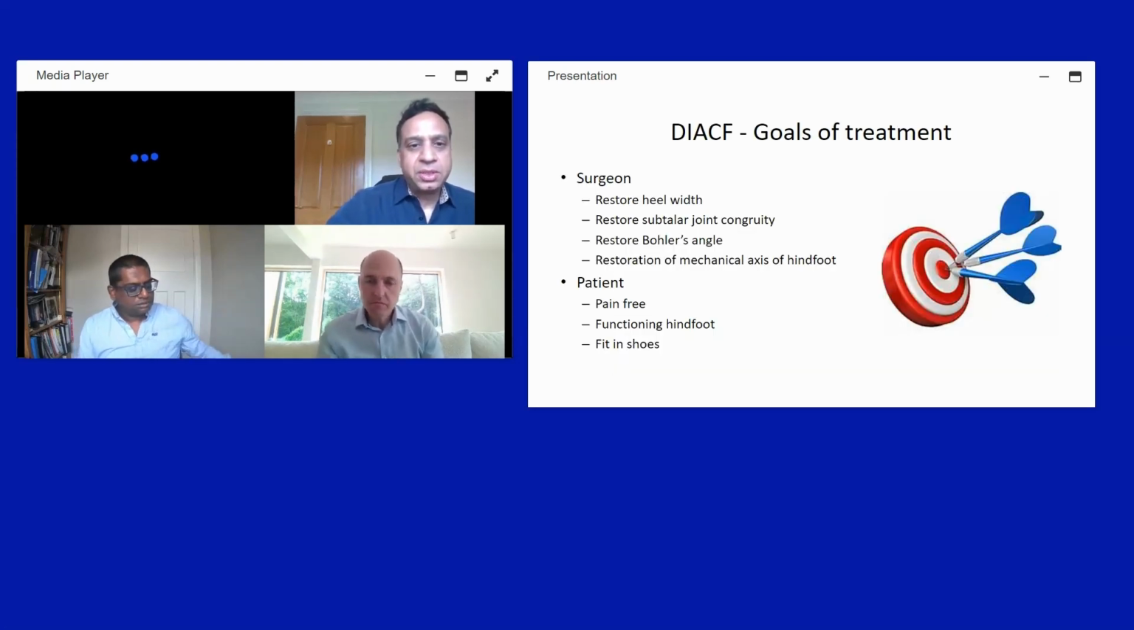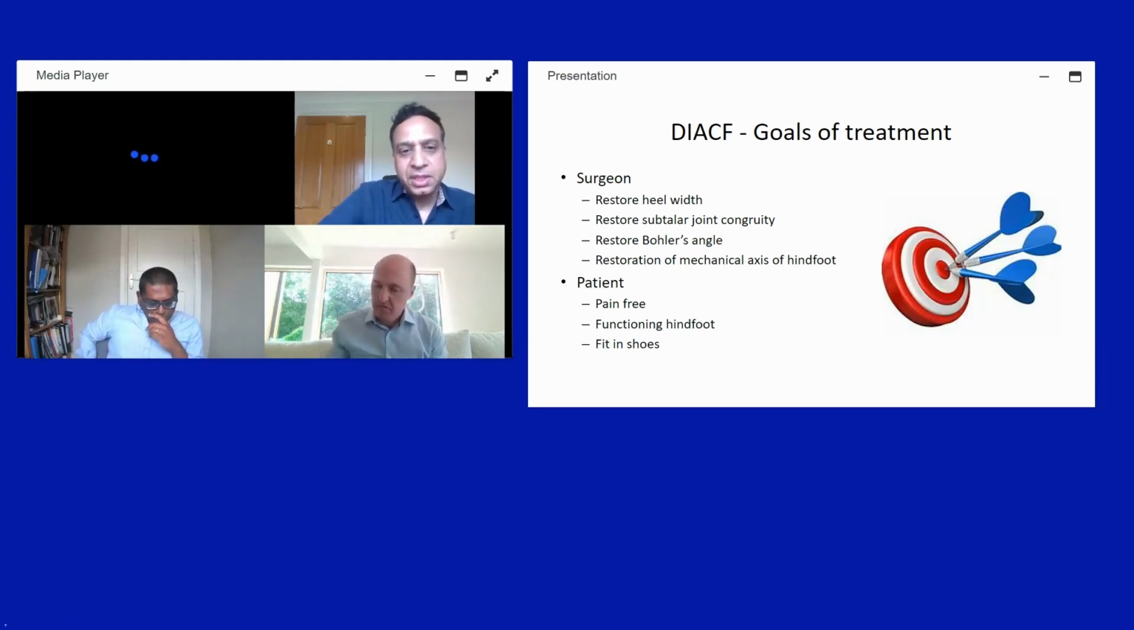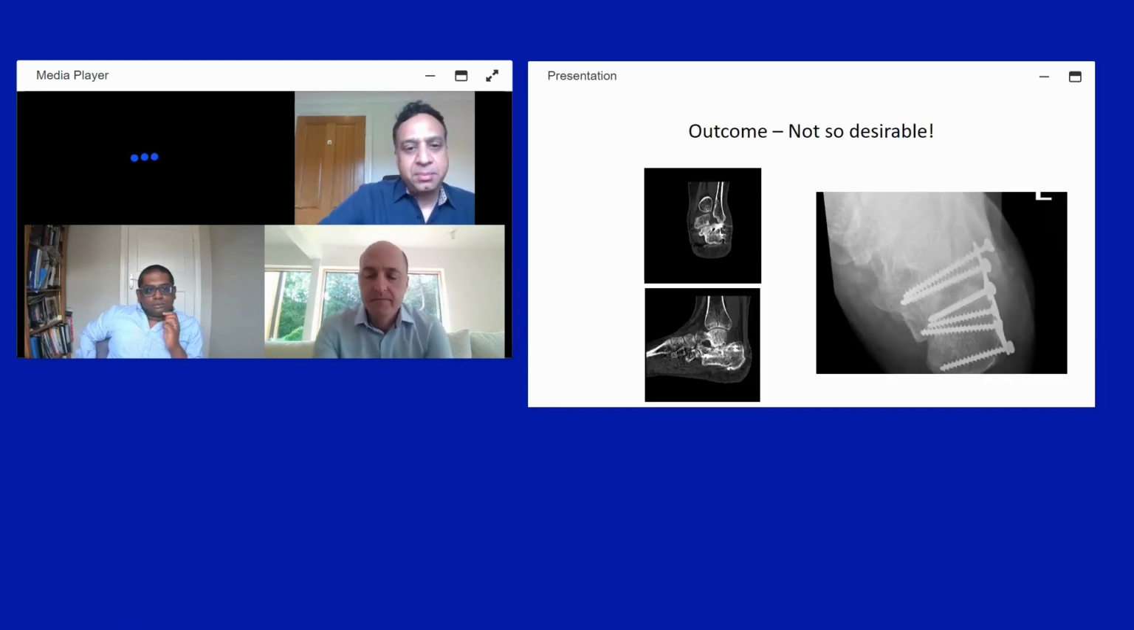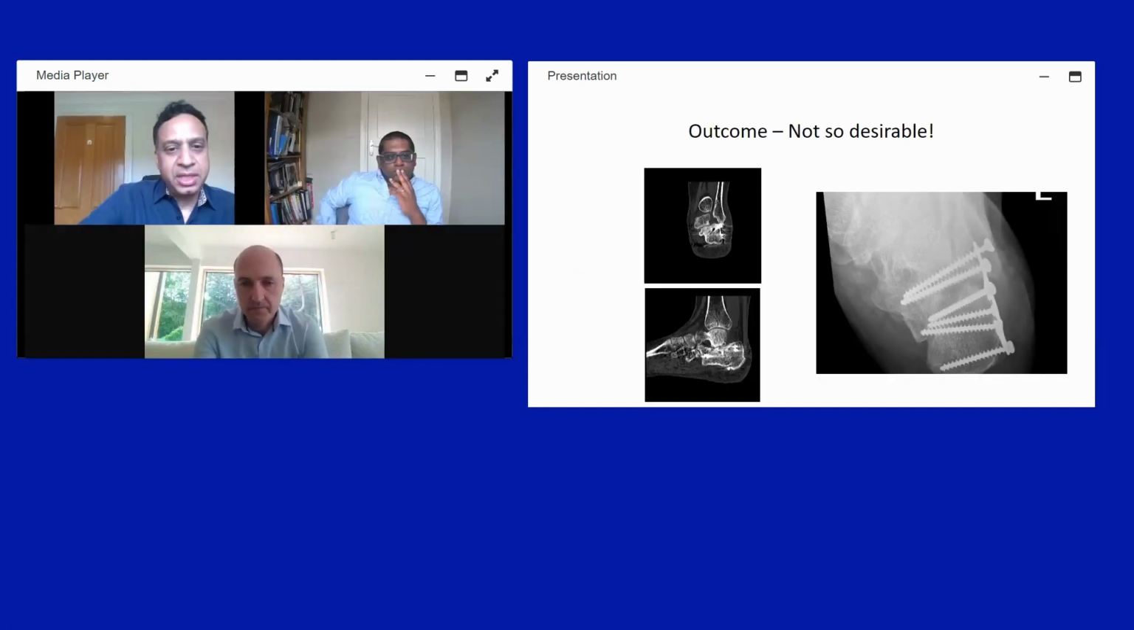So with the intra-articular ones, the goal of treatment from a surgeon's point of view is to restore the heel width, get the anatomy right, get the Böhler angle sorted, and start early rehab. From the patient's point of view, they want a pain-free plantigrade foot that they can put in a shoe and they can walk on. And we all know, next one, please, that the outcome of these injuries is sometimes not as good as we want to see.